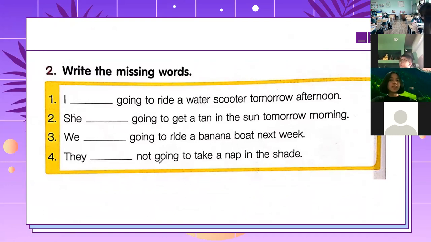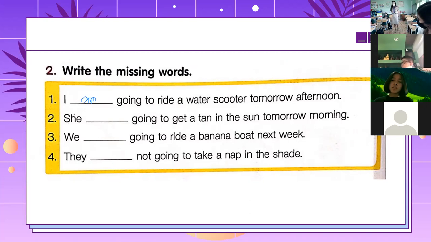What is it? I am. So I am, oh, let's read it all together. One, two, three, go. I ride scooter. Okay, very good.